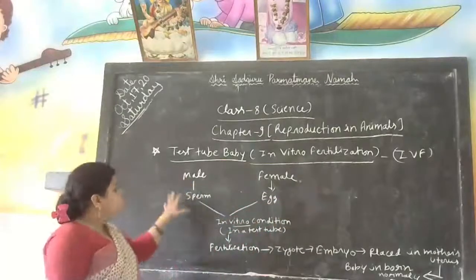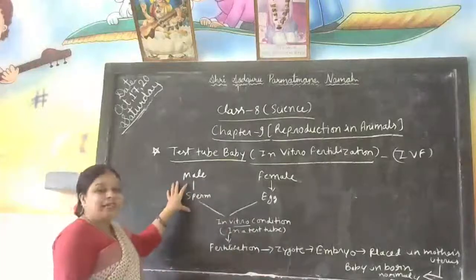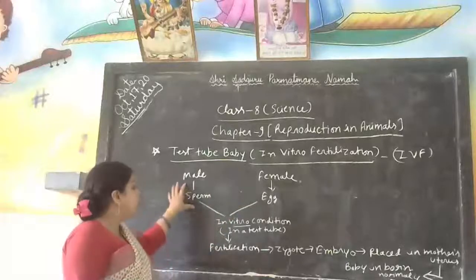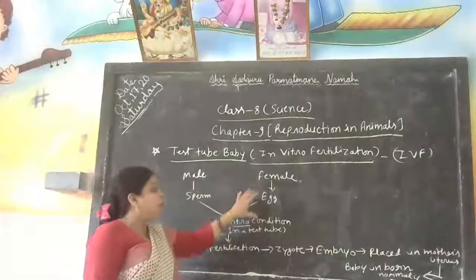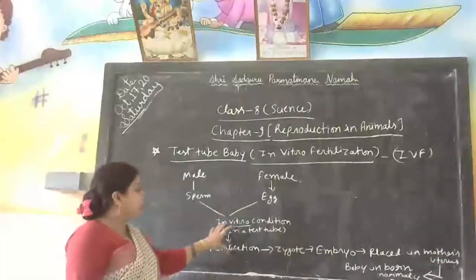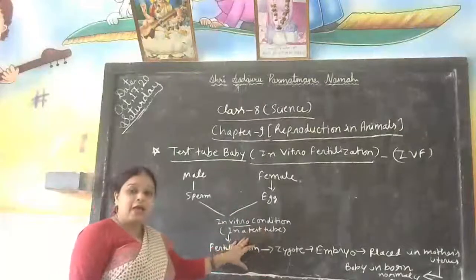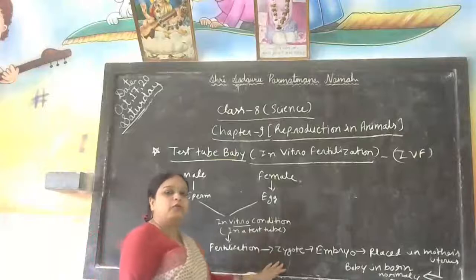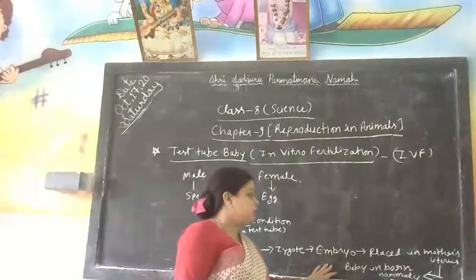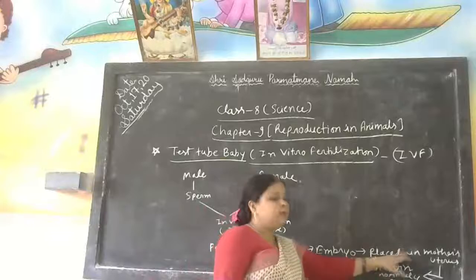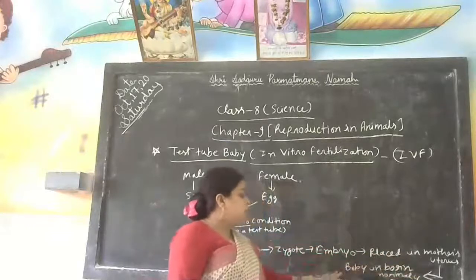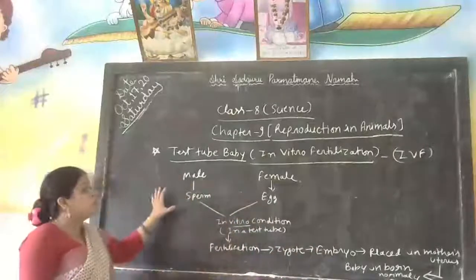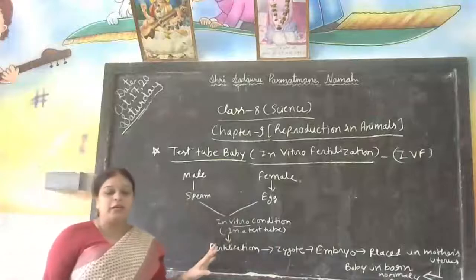In this process, freshly released sperm from the male and egg from the female are collected and kept in vitro condition, meaning in the lab, in a test tube. Then fertilization takes place, zygote formation occurs and embryo development starts. Then this embryo is placed into the mother's uterus and the baby is born normally. So this process is known as test tube baby or in vitro fertilization.